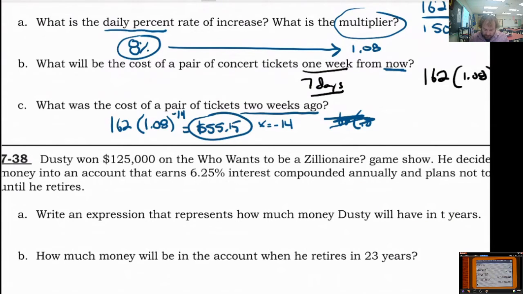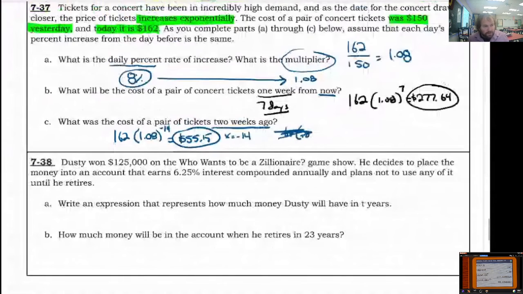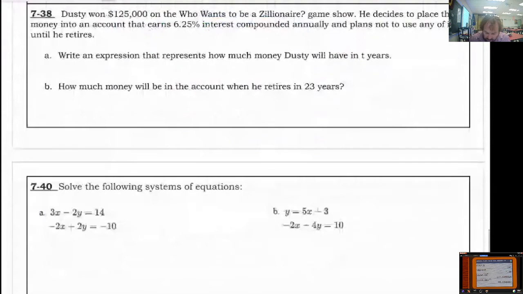738. Let me zoom out a little bit. If you need to take another look at it, you can pause the video right now. 738. Dusty won $125,000 on the Who Wants to Be a Zillionaire game show. He decides to place the money into an account that earns 6.25% interest, compounded annually, and plans not to use any of it until he retires. Write an expression that represents how much money he will have in T years.